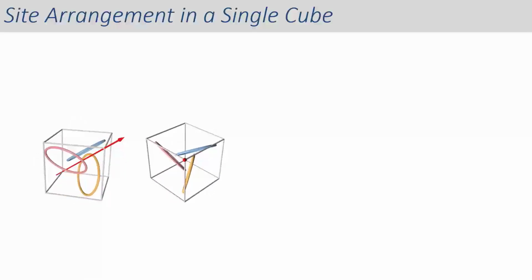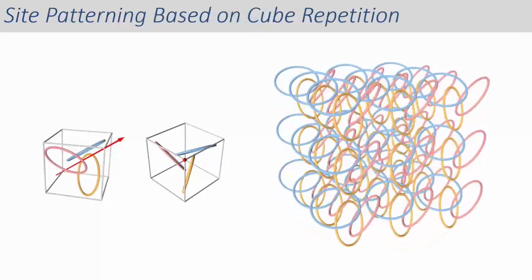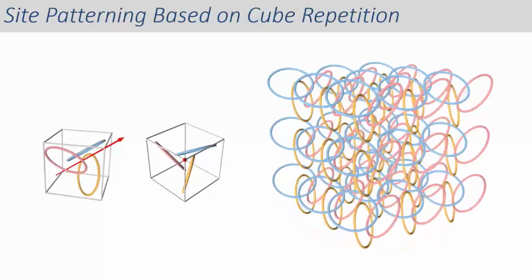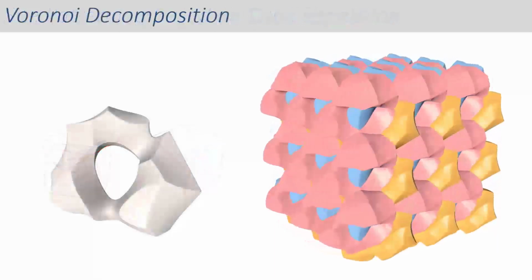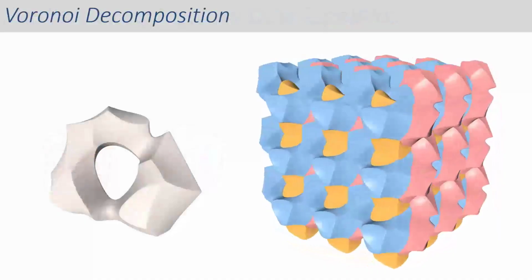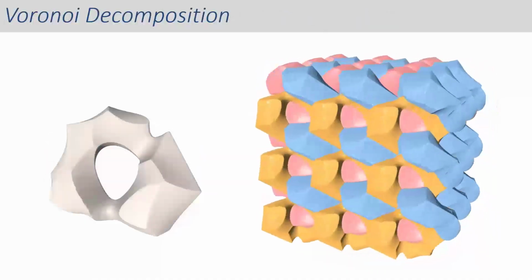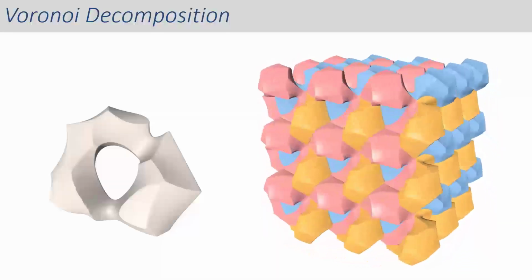This arrangement of sites is then patterned in 3D space simply through translated copies of the cube. The Voronoi decomposition of this arrangement of sites results in a tiling with congruent tiles. In this example, note that simply taking a circle results in a complex genus 1 tile. For a complete description of the procedure to obtain Voronoi decomposition with higher dimensional sites, such as the circle in this example, please see our paper.